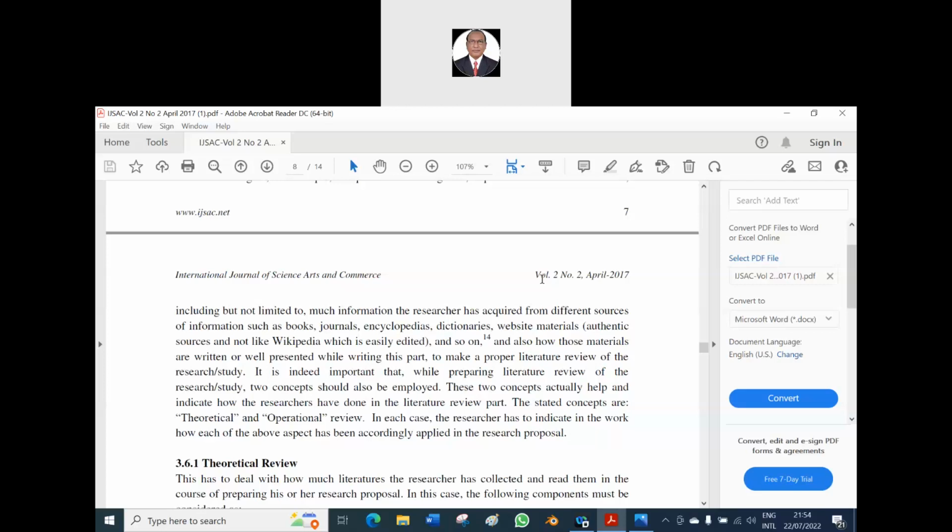It is indeed important that while preparing the literature review of the research study, two concepts should also be employed. The two concepts actually help indicate how the researchers have done the literature review part. The concepts are, number one, theoretical, and another is operational review. Theoretical is what he said, and operational review is practical. Practical review, how it can be made. In each case, the researcher has to indicate in the work how each of the above aspects has been applied in the research proposal.